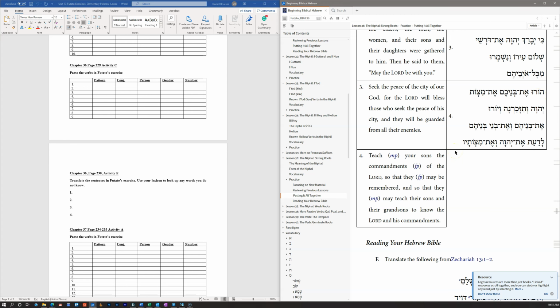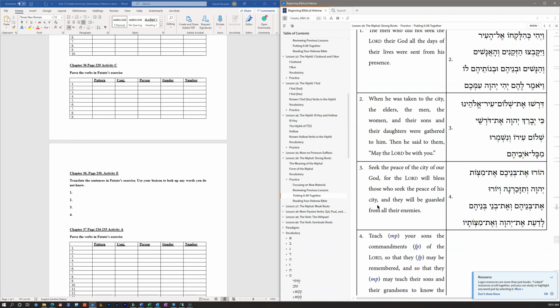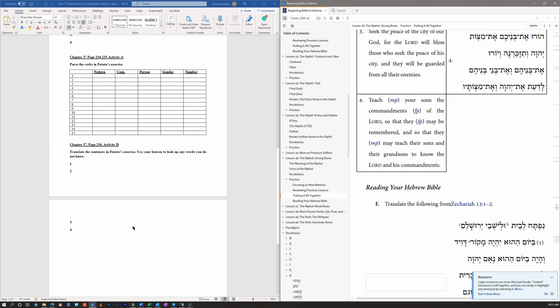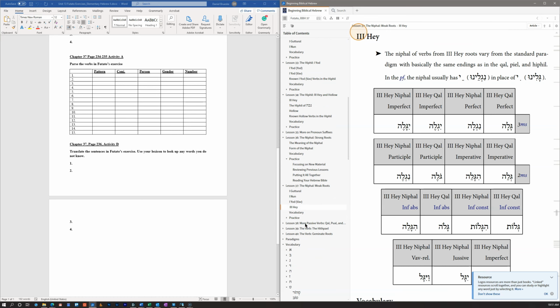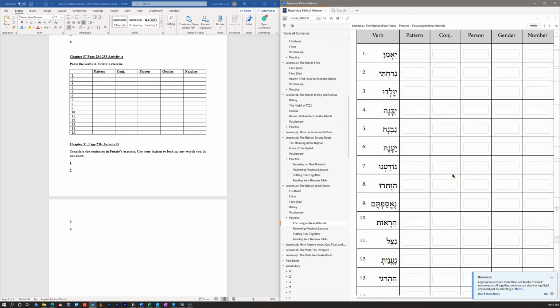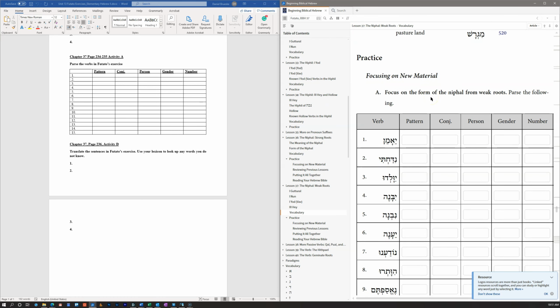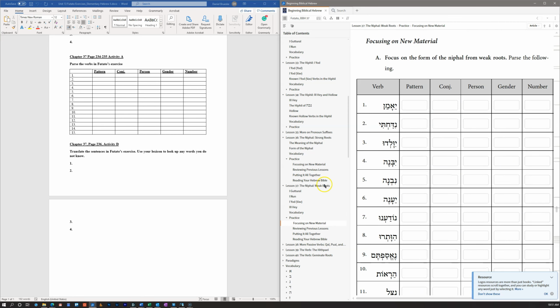All right. Any questions about chapter 36 before we jump to 37? All right, so here we're looking at Niphal with one guttural, one noon, one yod, third hay. So all of the weak roots, apparently. So we'll just go through here in A, and then section D is translation. So we'll go through here and just point out what we see.